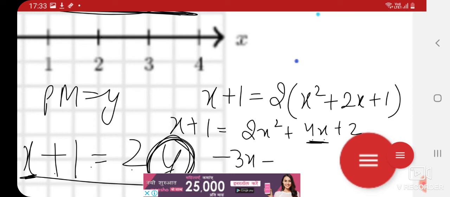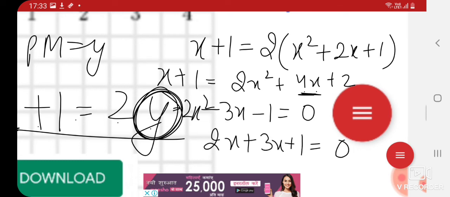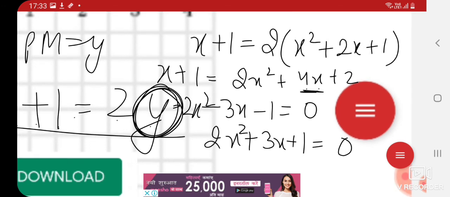When this 2 came here, it will be minus 1, and when this came here, it will be minus 2x square, right? This is equal to 0. You can take out the minus as a common. That means you take this minus here, put here minus, put here minus. This will be positive, and minus 0 is nothing but this will just cancel out. That means this 2x square plus 3x plus 1.